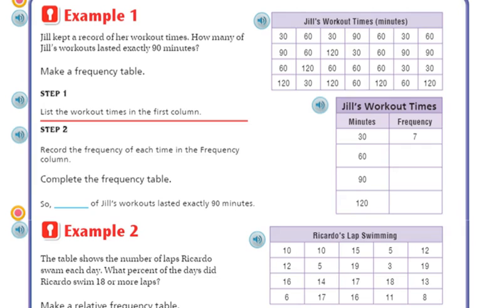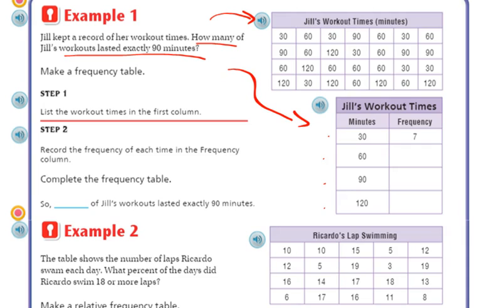Example 1. Jill kept a record of her workout times. How many of Jill's workouts lasted exactly 90 minutes? So we want to know how many lasted exactly 90 minutes. Now instead of getting in and just trying to pull this from a big table like you have here, there's going to be a way to organize it so it's visually more pleasing and easier to use. So we're going to list the workout times in the first column. So you notice we're dealing with minutes, and frequency is the number of times that amount of minutes occurred. So we have 30, 60, 90, and 120.